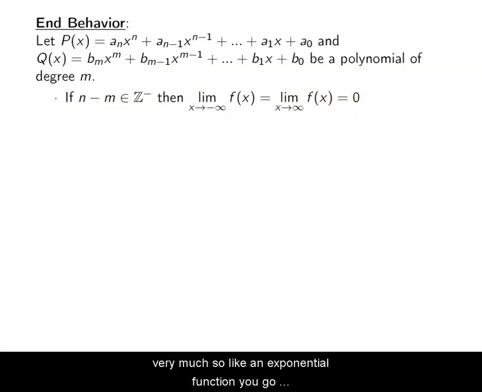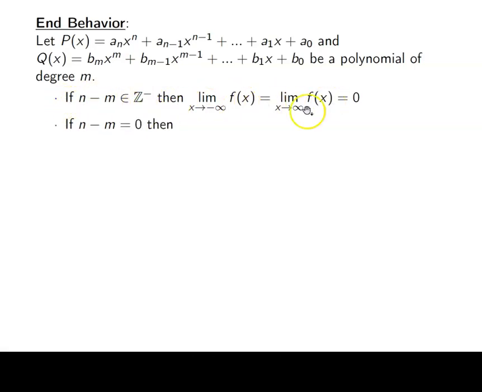Very much so like an exponential function. When you go very, very large out and you just kind of decrease towards the x-axis. That's what happens, okay? N minus m is a negative integer, right? Meaning that smaller power on top, larger power on bottom. You subtract those, you get a negative value. Basically, the denominator dominates, okay?